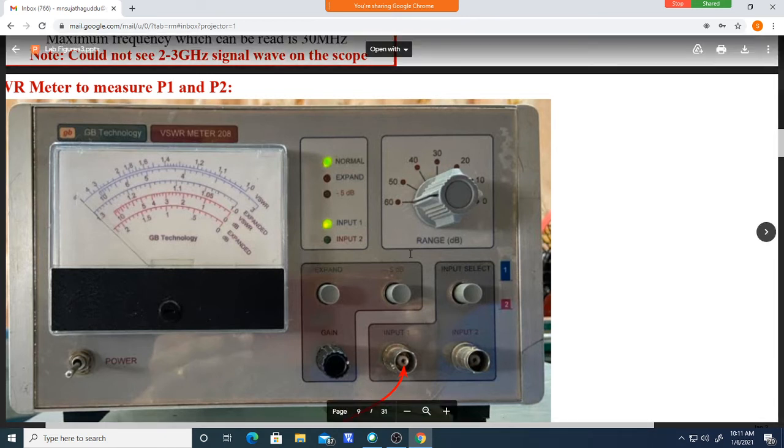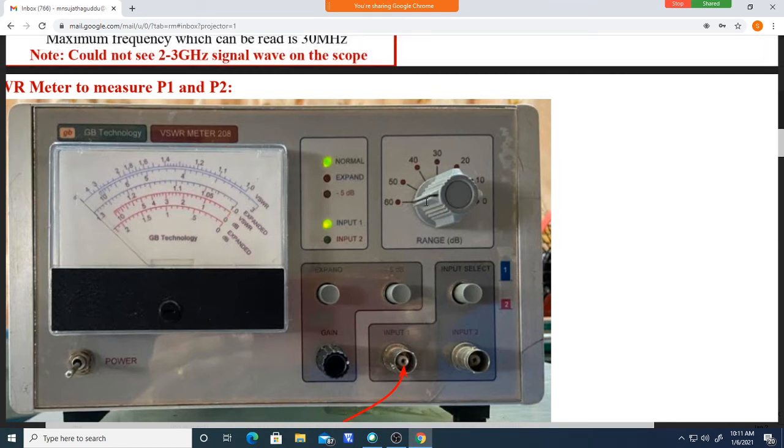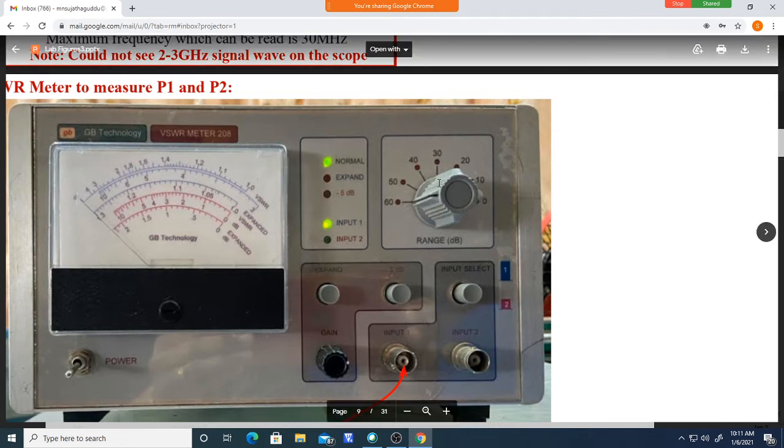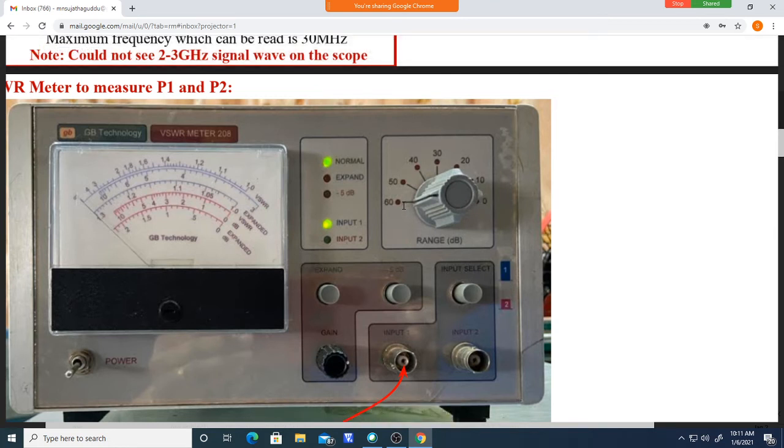And here is a selection knob, 60, 50. In the oscilloscope, range selection used to be there. Range selection means you used to keep it at a 1 volt range, 10 volt range, 0.1 volt range, 20 volt range, like that. That is the range selection here. Either it is 60 dB, 50 dB, 40 dB, 30 dB, like this range selection.